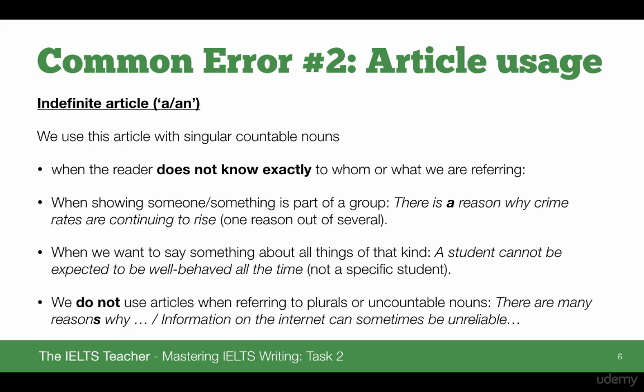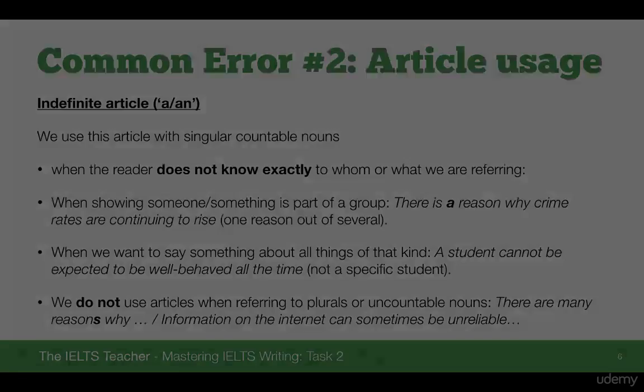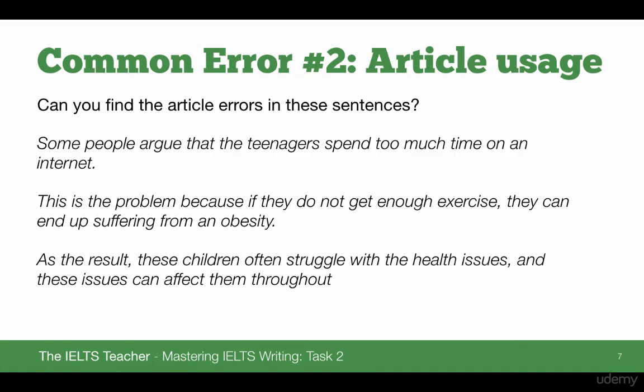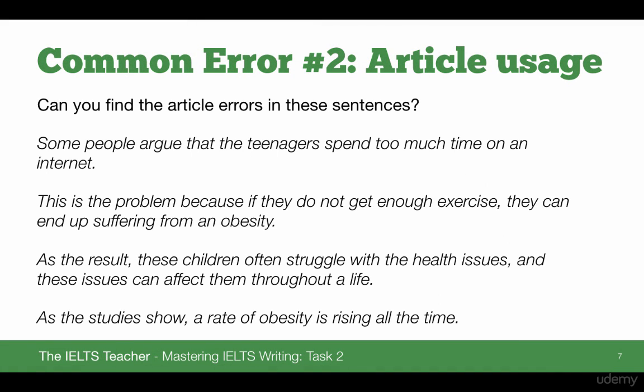Information on the internet can sometimes be unreliable, not an information on the internet. So we never use indefinite articles when referring to plurals or uncountable nouns. With all that in mind, let's see if you can find the article errors in these sentences here. Maybe you'd like to pause the video, go through this because there are a number of errors in these sentences, and come back when you're ready, when you think you found them all.